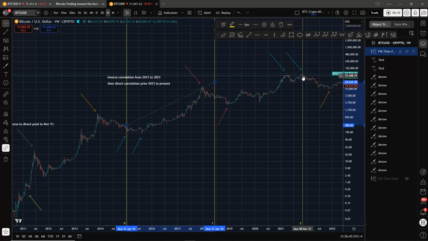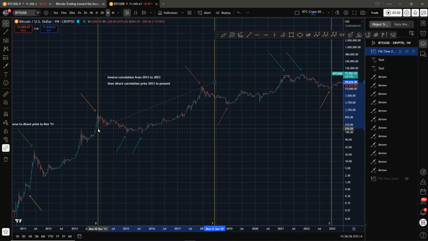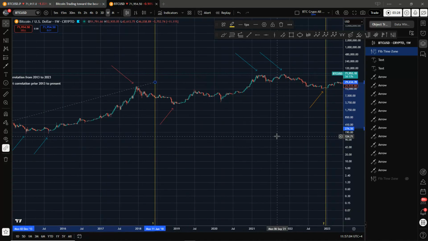What is the high there? 68,997. So that's $69,000 almost to the tick. That is nailing the second high. That is scary. Moving along further back, now we're looking at the 2013 high, which you could use either of those candles. It's close enough.